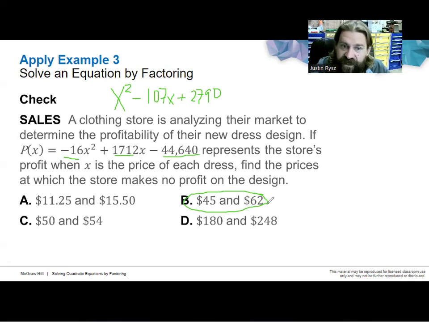Now keep in mind, both of them technically would have been factored as negatives, but when we solve them, we get positive. Okay, we can check here. These ones do not add together to get 107. Those ones definitely do not add together to get 107.